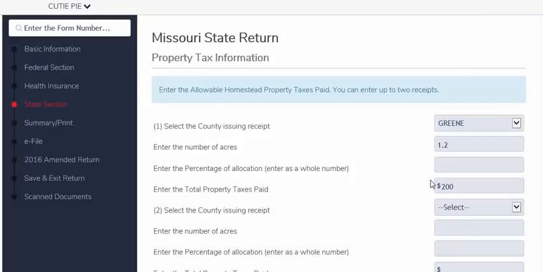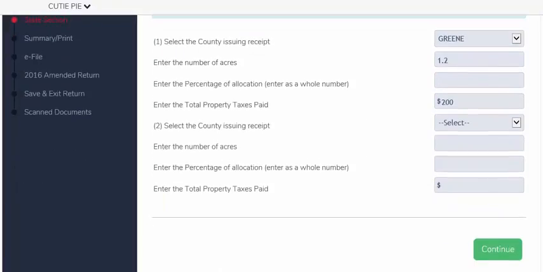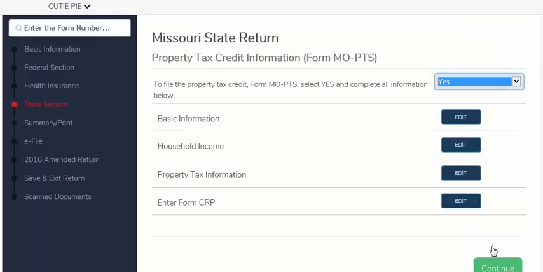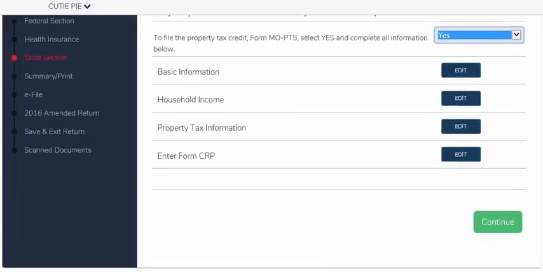Okay, and so we're done with the property tax information. You'll see down here, it starts with number 2, select the county issuing receipt, and it just repeats the questions over. That's in case a person has a second property that they can claim property tax credit for. So we're going to hit continue. And I think we've entered all of our information. Let's hit continue again.